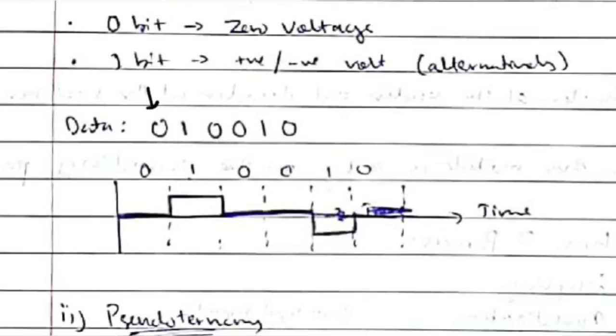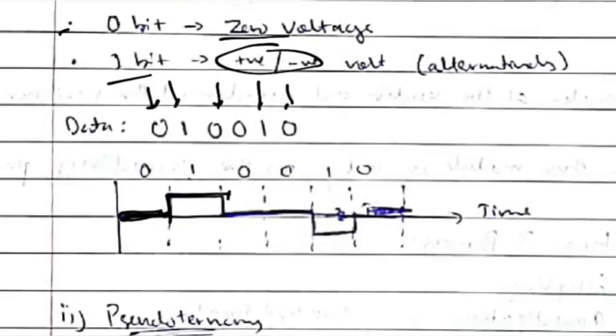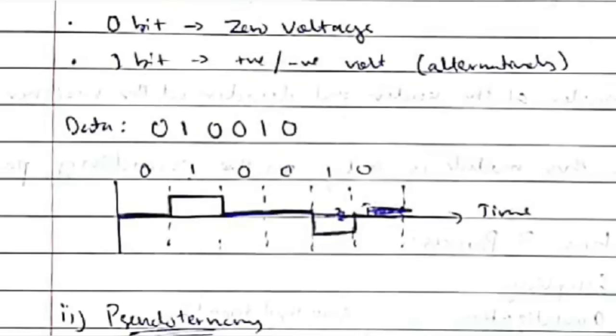If the data given is 0 1 0 0 1 0, at that time 0 is 0 voltage, so we will start from here, and the next 1 bit is alternating between positive and negative. So the first 1 bit will be positive, then 0 is at the 0 axis, and when we encounter the second one it will go to negative. If we have another one here, it will come here and go to positive. So 1 will be alternating between positive and negative. That's the AMI.